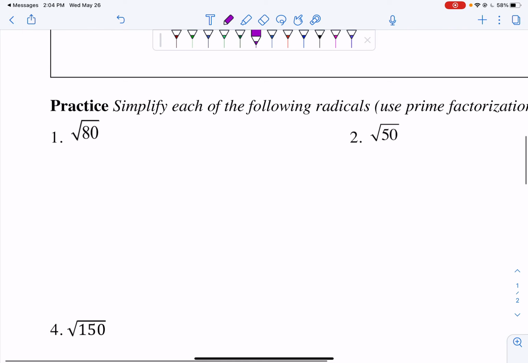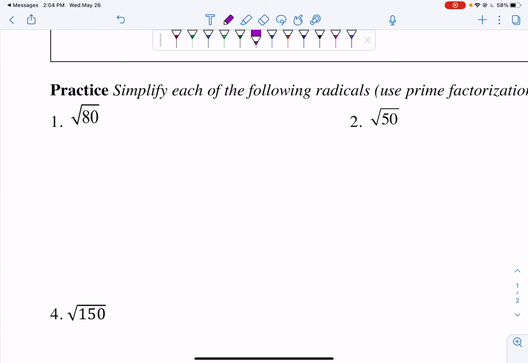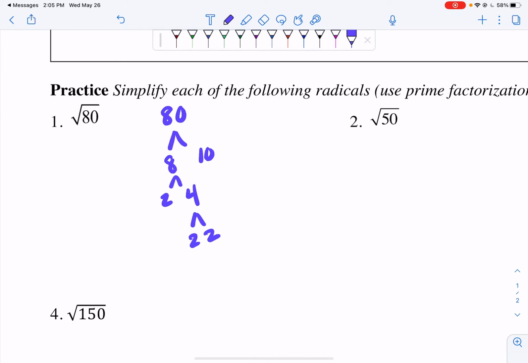Number 1, we want to simplify the square root of 80. So we rewrite the prime factorization of 80. Two numbers that multiply to 80 are 8 and 10. Again, you can use any combo as long as they work. What multiplies to 8? 2 and 4. What multiplies to 4? 2 and 2. Can't break apart those 2's. Now I have to ask myself, what breaks apart a 10? 2 and 5. Don't say 5 and 5, because 5 and 5 is 25.